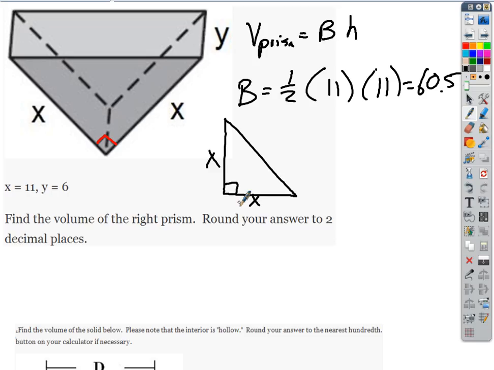So all I have to do then to find the volume is just multiply 60.5 times 6, which is 303. Okay? So 303, whatever the units are, cubic, whatever we measure in. Okay? Make sense? All right.